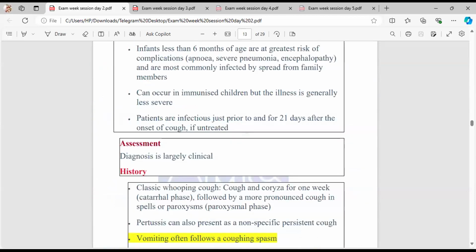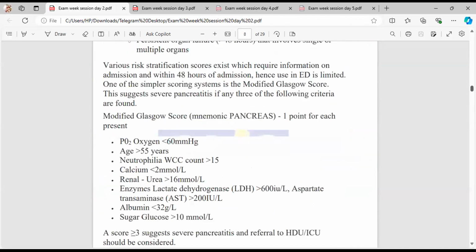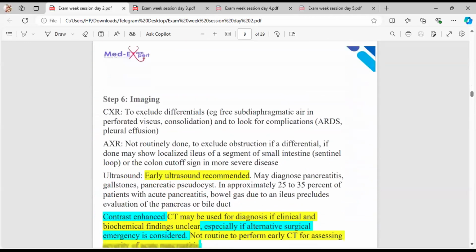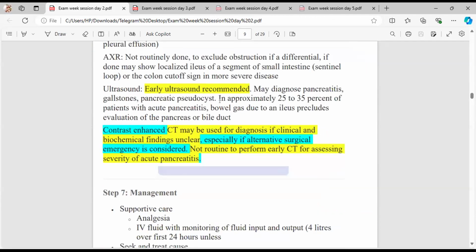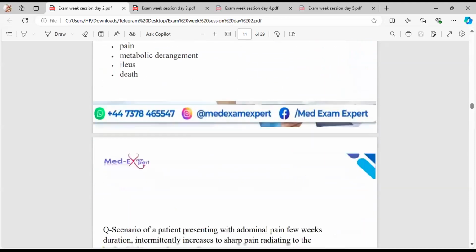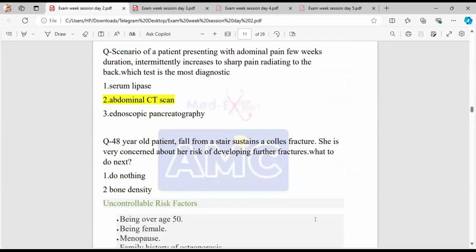I have the same explanation here, and also the seven steps, imaging and all these things. Early ultrasound is recommended, and CT and all these things. I already explained all these slides to you, so I quickly move to the next question.